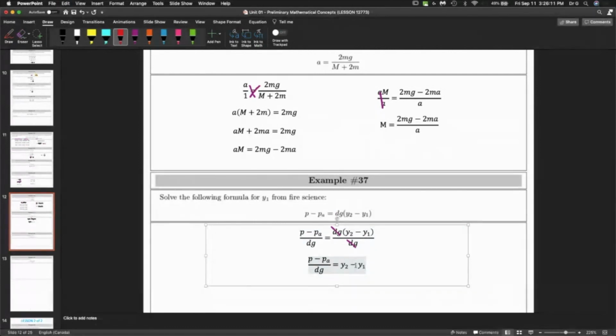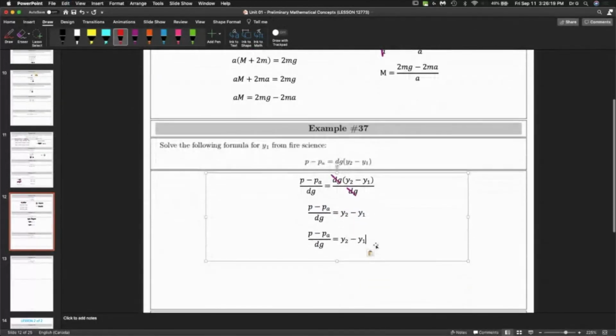Okay, so now you want to solve for y1. So what you can do is, again, kind of use the analogy of moving things left and right. So you can take the y1 and bring it over here. And you can take this term and move it over there.